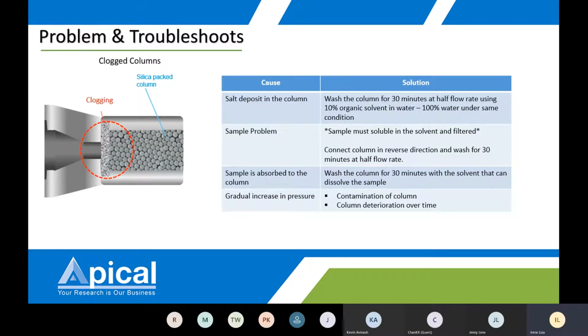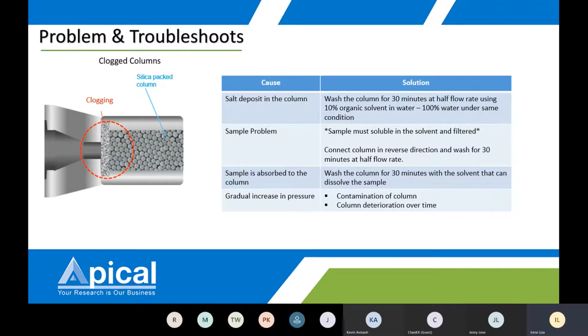Clogged columns is also another common problem. So this could be due to salt deposit, sample problem, or sample that is absorbed into the column, and you have a hard time to actually remove it from the column. And also they tend to have a gradual increase in pressure. So all these particular things can actually cause clogging.